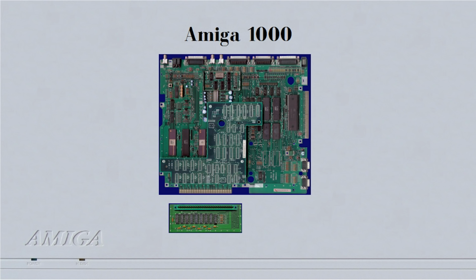This is your motherboard in a 1000. You have an extra RAM thing that goes on the front. So when you open up the case, this is what you're going to see. You're going to see this big green thing with a whole bunch of rectangular things.